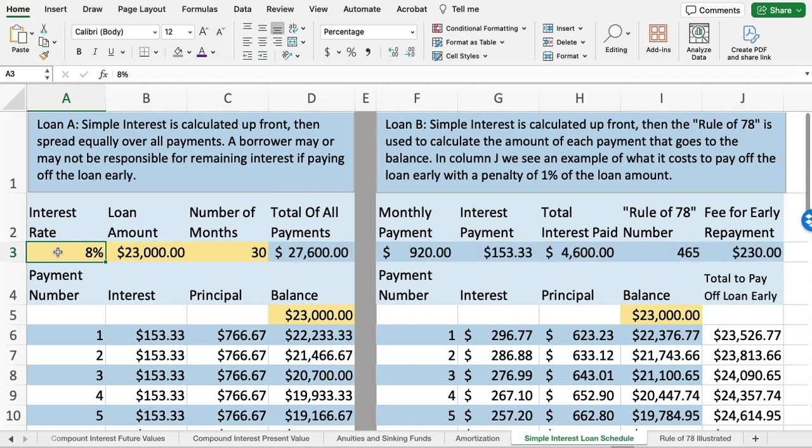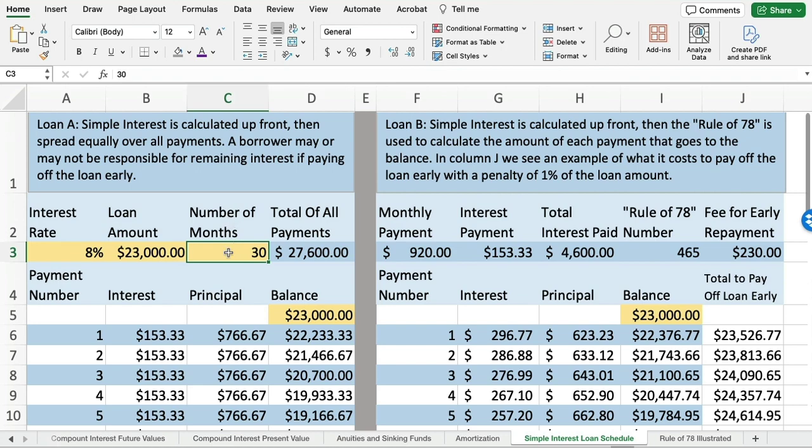So in cell A3, that's where you're just going to type in your interest rate. So we just type in our 8%. In cell B3, we just type in our loan amount. That's $23,000. If we don't know what the loan amount is, maybe we know what the monthly payment is instead. We can use one of the other spreadsheets that we have set up. One of the other sheets will help us to calculate what the monthly payment is under simple interest. So remember, this is simple interest we're talking about here.